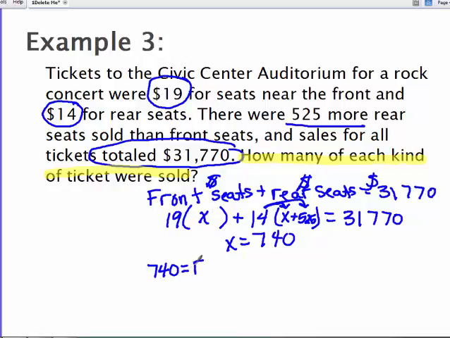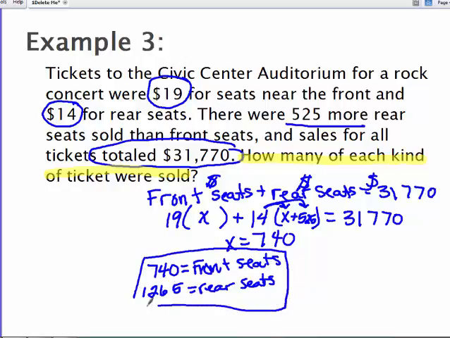So 740 front seats. Where is our representation of the rear seats? Well, right here: X plus 525. So 740 plus 525 would be 1,265 rear seats. So verify the question: how many of each kind of ticket were sold? There we go. 740 front seats, 1,265 rear seats.